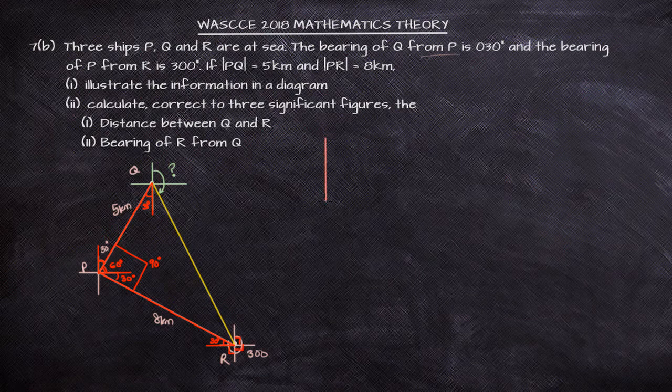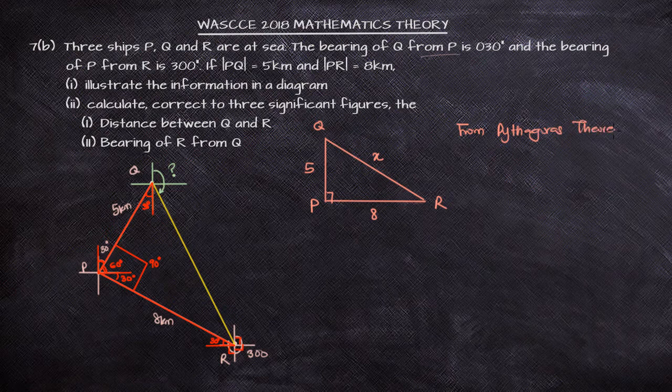Now, if we draw out this triangle, we notice a right angle triangle with appropriate labeling: 5, 8, then Q, P, and R. For a right angle triangle, to find QR, which is denoted as x, we can use Pythagoras theorem, which gives us that the hypotenuse squared is equal to the square of the adjacent plus the square of the opposite. Now x squared will be 25 plus 64, which is equal to 89, and x will be the square root of 89.